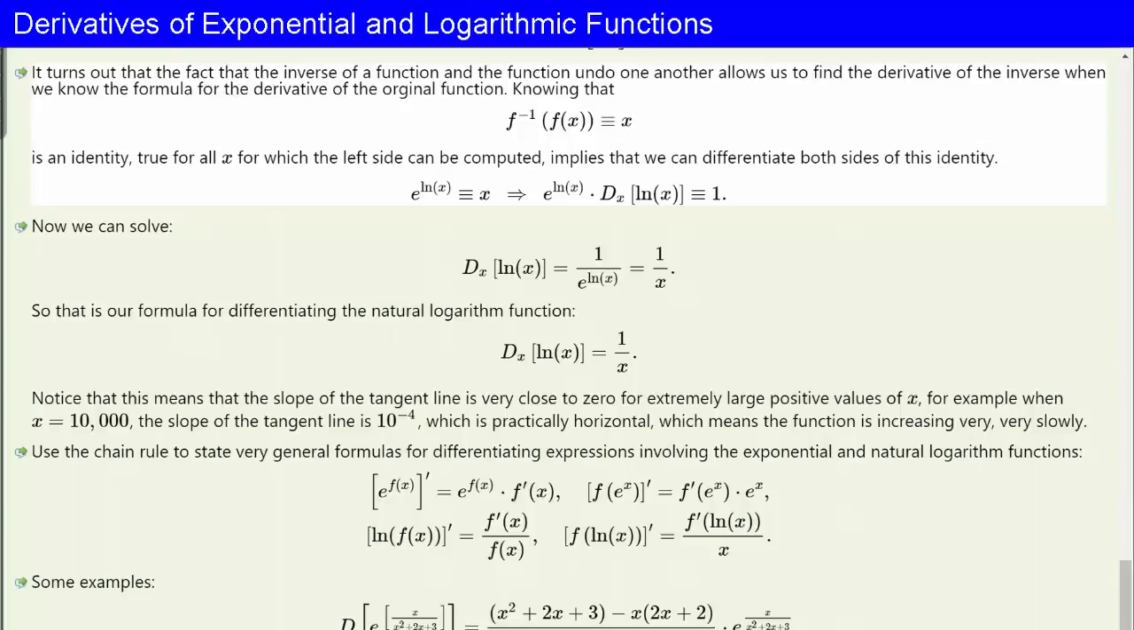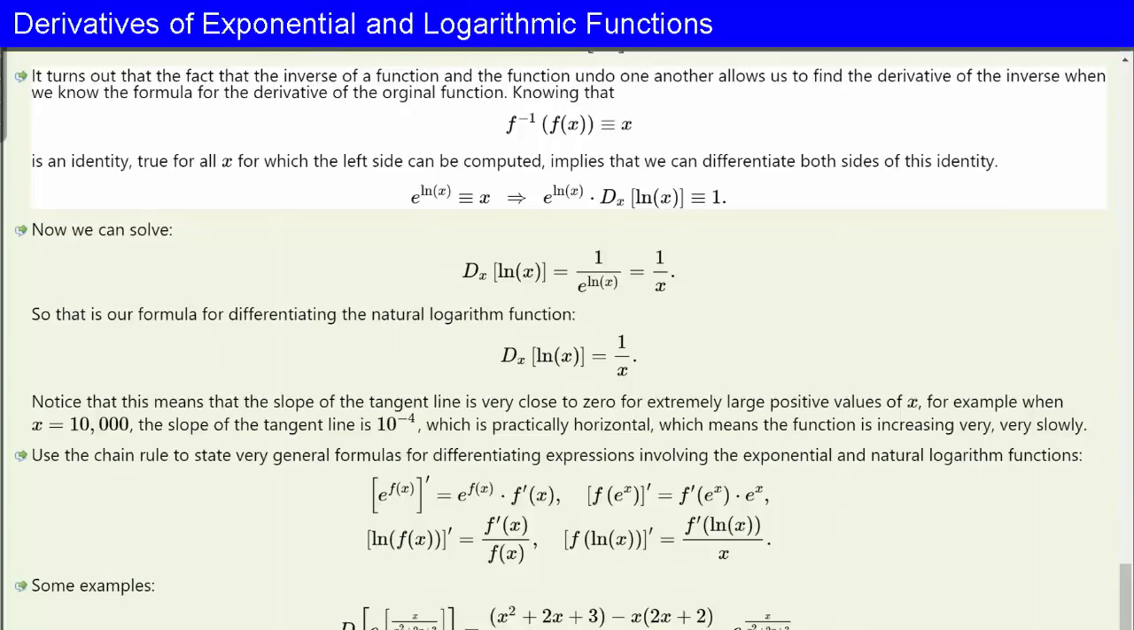true for all x for which the left-hand side can be computed, implies that we can differentiate both sides of this identity. So we write down this identity for the exponential and the natural logarithm and then differentiate the identity making use of the chain rule. We start with e to the power log x is just x, identically. We differentiate both sides to get e to the power log x times the derivative of log x is identically 1. Notice that we use the chain rule again on the left side.